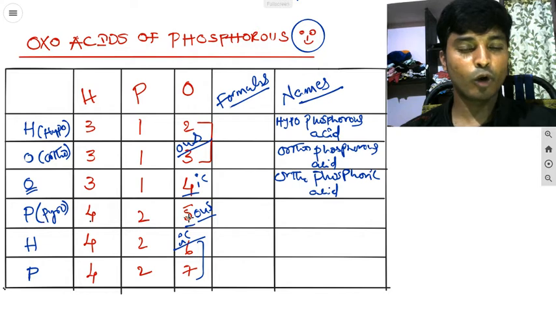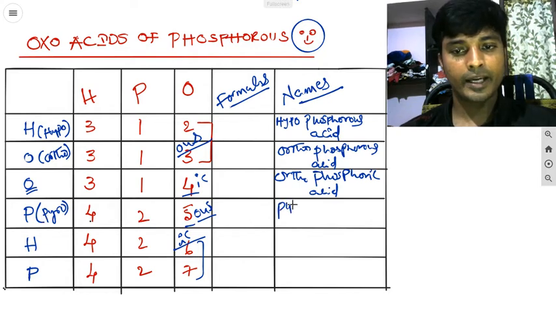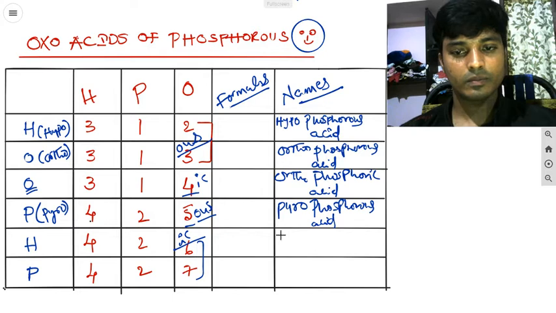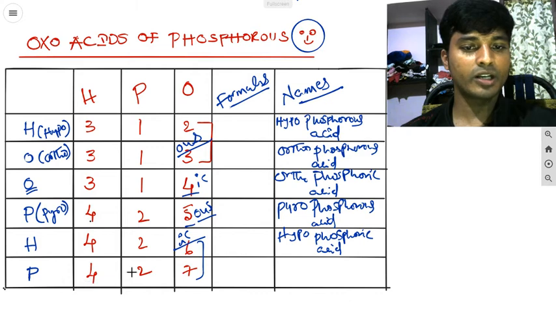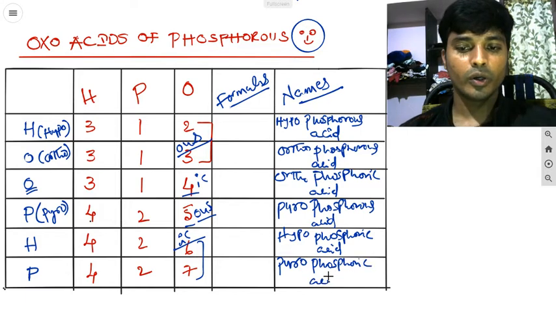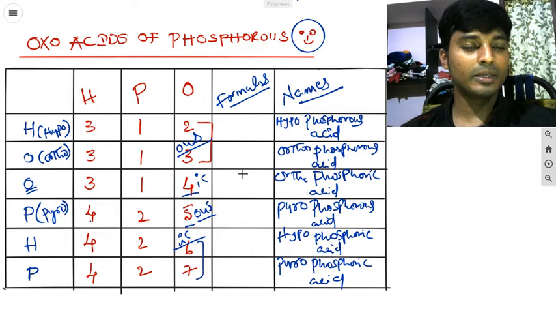Next P, pyro, OUS is coming here: pyrophosphorus acid. Next H. H means hypo, and the last two are IC. How can you write this one? Hypophosphoric acid, and this one P, P stands for pyrophosphoric acid. Okay, this is how you can write the nomenclature.